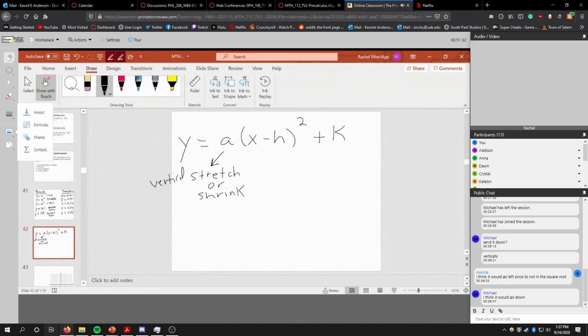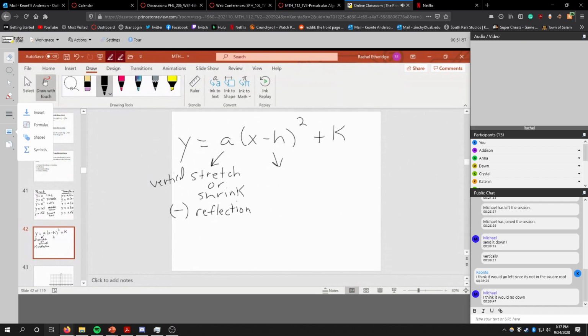If A is negative, you're going to get a reflection. And I know this is a lot, but it all makes sense if you think about what's going on. So a negative just means you reflect. So those are the first things that I do. If I have a stretch, I go ahead and make a new graph is basically what I do.